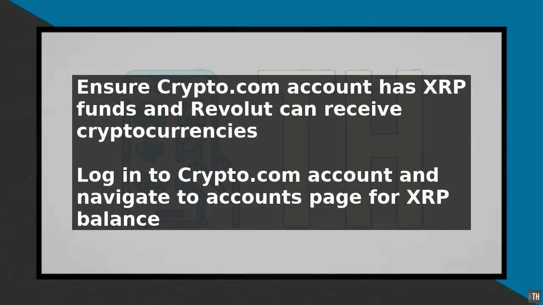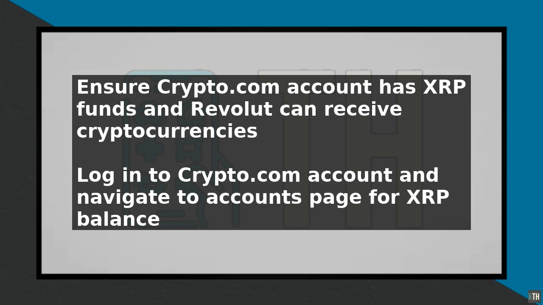To transfer XRP from Crypto.com to Revolut, start by ensuring you have a Crypto.com account with XRP funds and a Revolut account with the ability to receive cryptocurrencies. First, log into your Crypto.com account and navigate to the Accounts page, where you can view your available XRP balance.